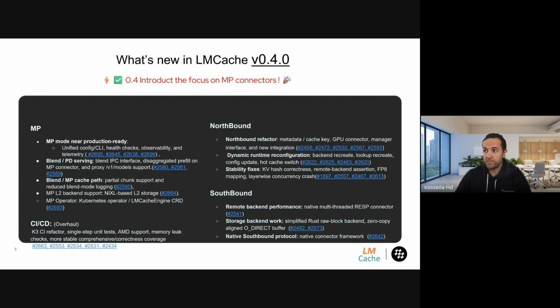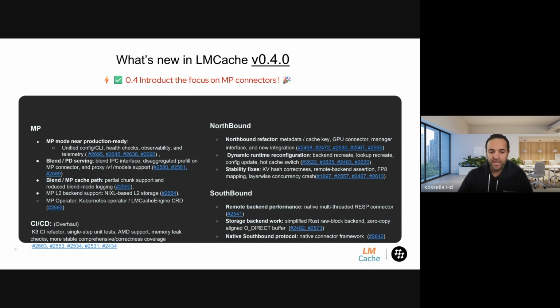So we went from 0.3.15 to 0.4 like 2 days ago. So that's pretty recent. And first, you've got to notice that with this 0.4 release, it's just another evidence that we're introducing a focus on multi-process connectors. And I'll just explain a little bit what the team and maintainers have been busy doing recently, but this is covering more or less the whole quarter.